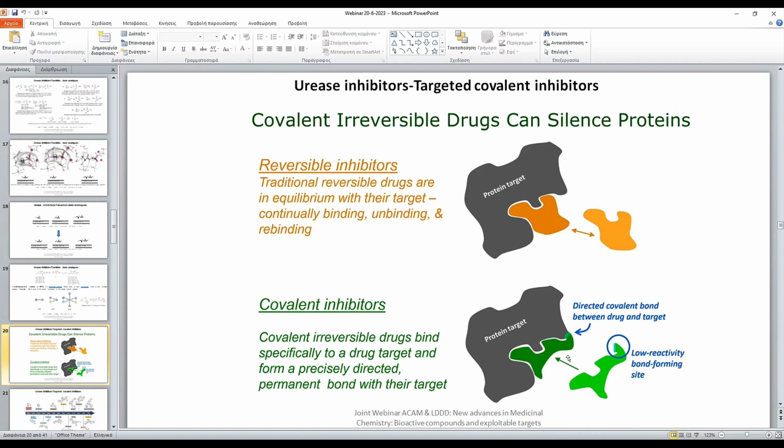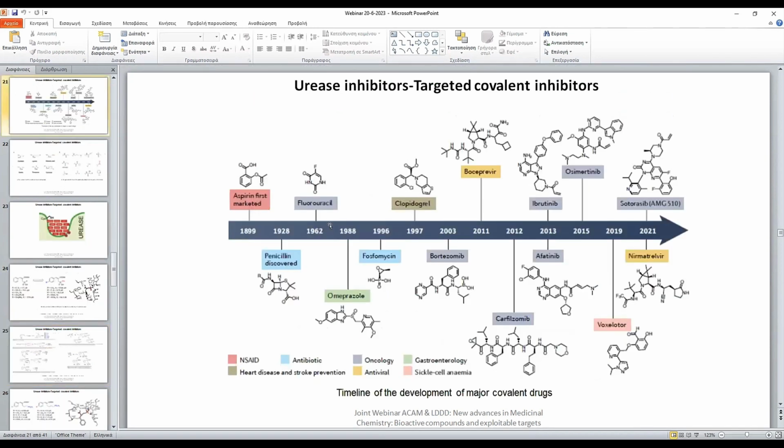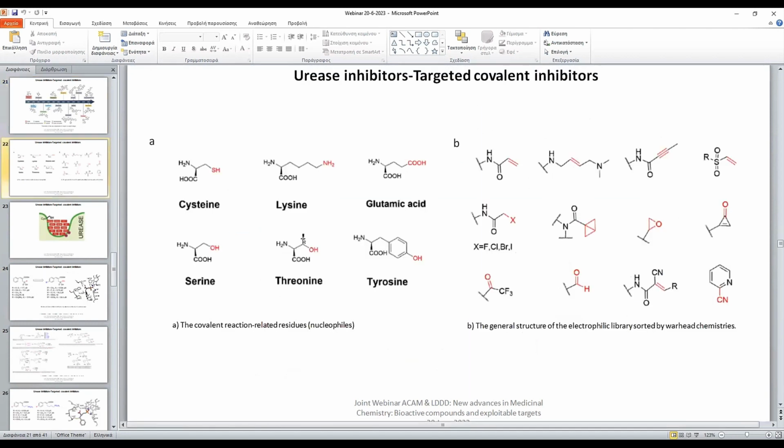This covalent bond is not supposed to happen in the active site, but in the proximity of the active site. And you need also in your possible inhibitor a low reactivity group. Just a timeline of covalent inhibitors marketed. I was impressed to know that aspirin is a covalent inhibitor and penicillin is a covalent inhibitor. Just to mention that.